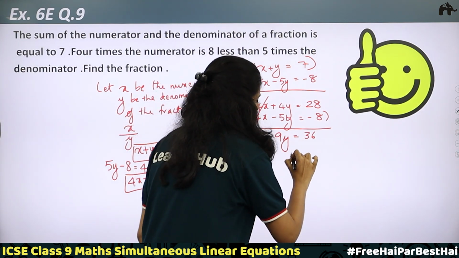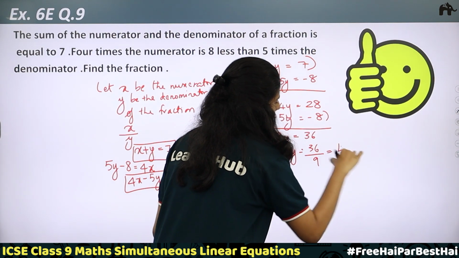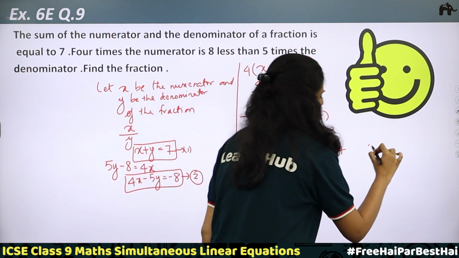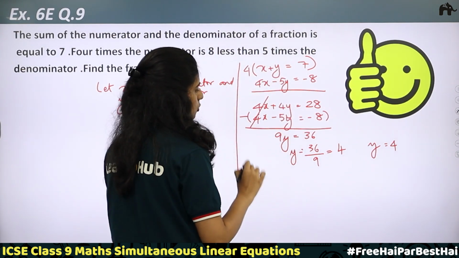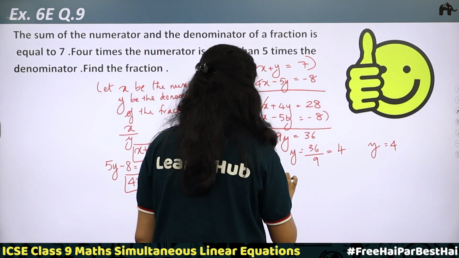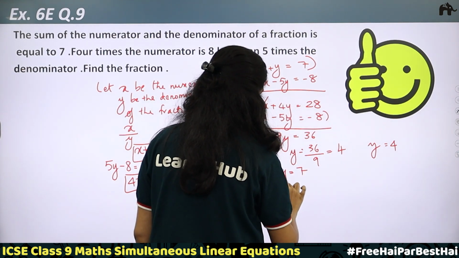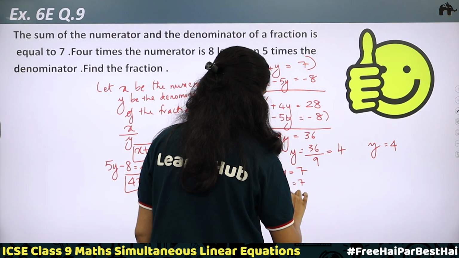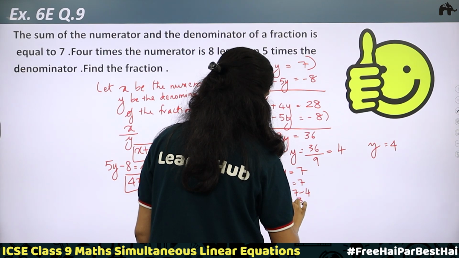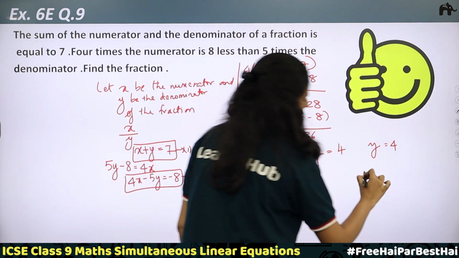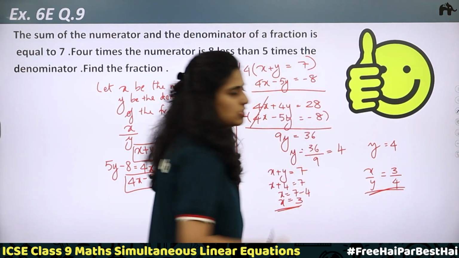So what is y then? y will be equal to 36 divided by 9, which is equal to 4. We got the value of y. y is equal to 4. Denominator is 4. Now we have to find numerator. How to find numerator? x plus y. The first equation, x plus y is equal to 7. x plus 4 is equal to 7. Then x is equal to 7 minus 4, which is equal to 3. So x is equal to 3. The fraction x by y is equal to 3 by 4. 3 by 4 is the fraction.